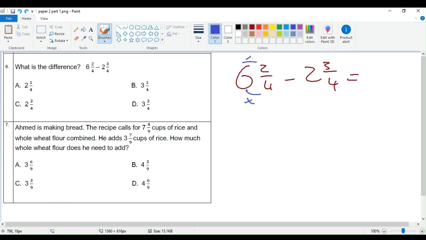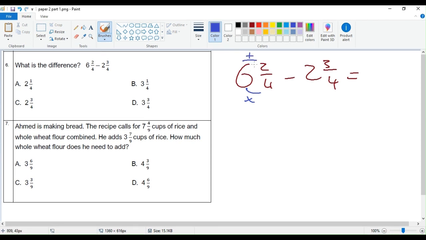4 times 6 is 24. That should be plus. 24 plus 2 is 26. So 26 fourths. 4 times 2 is 8. 8 plus 3 is 11. So you have 11 fourths. When we subtract 26 minus 11, we have 15 fourths.